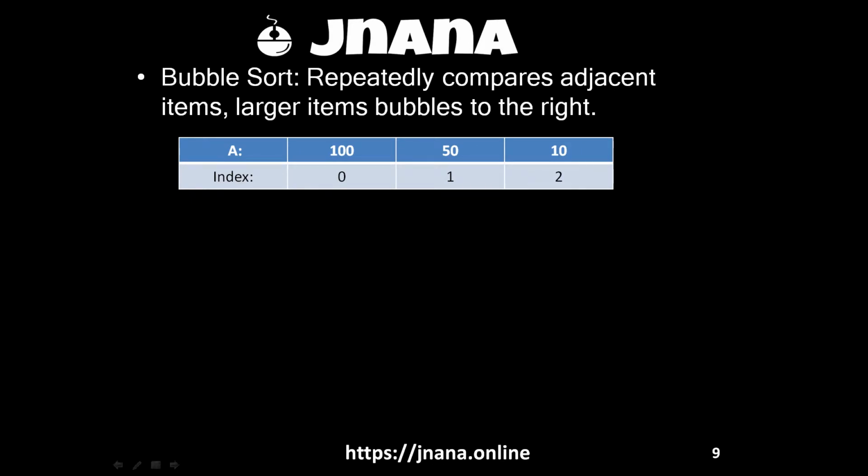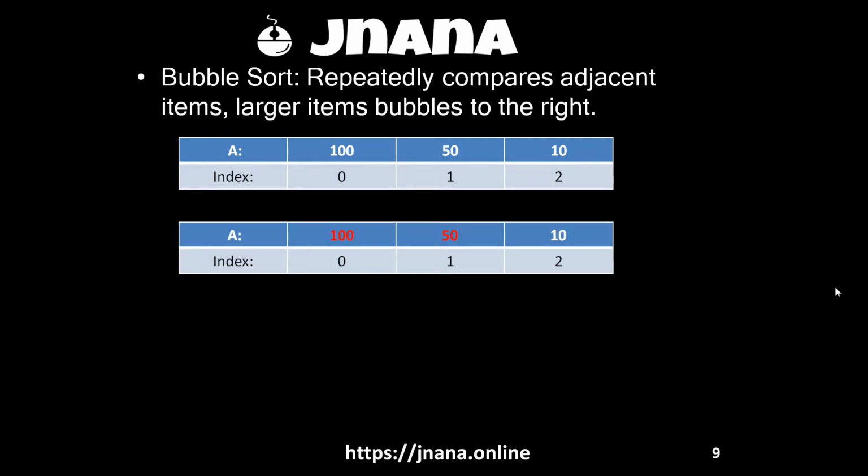So as I said, BubbleSort repeatedly compares adjacent items and the larger item bubbles to the right. That means we are comparing initially 100 with 50, and because 100 is larger than 50, 100 will bubble to the right. That means we are swapping 100 and 50.